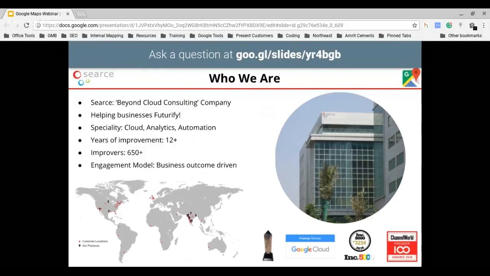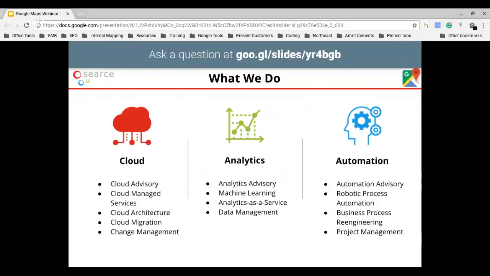We have an engagement model of business outcome driven deliverables. So we have our skin in the game whenever you partner with Searce, right? We'll give you licensing, and on top of that, we'll give you consulting services. And if you need any development work, we are always there for you.